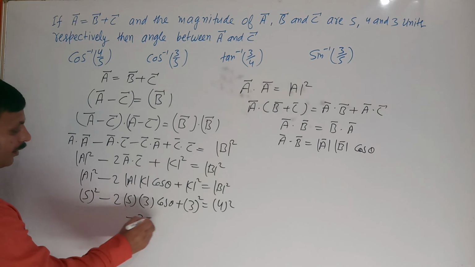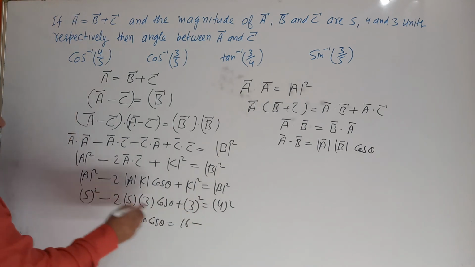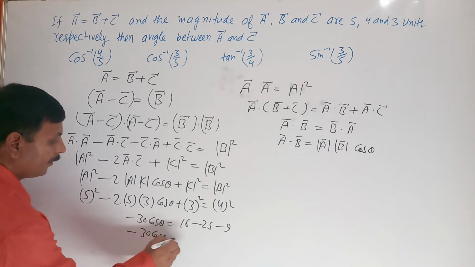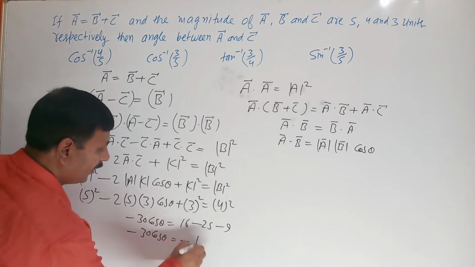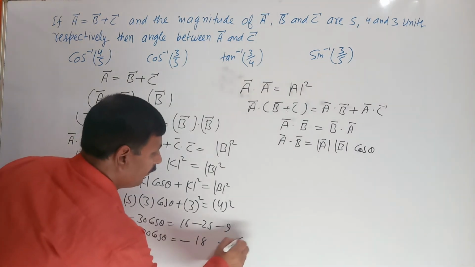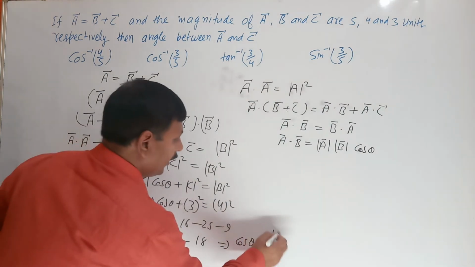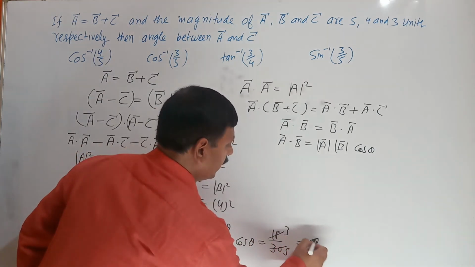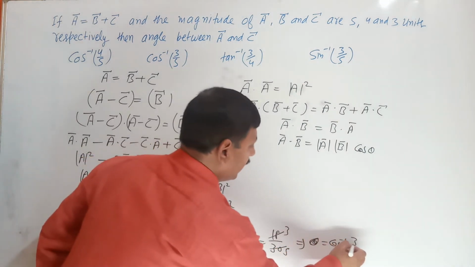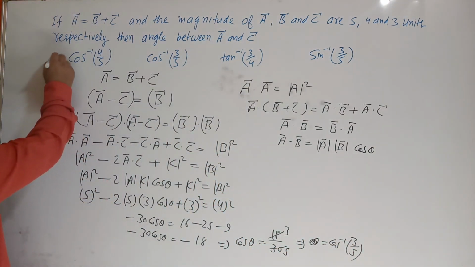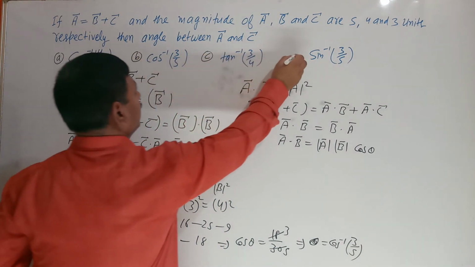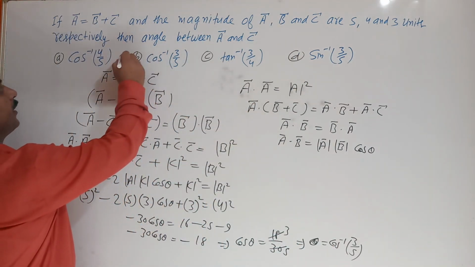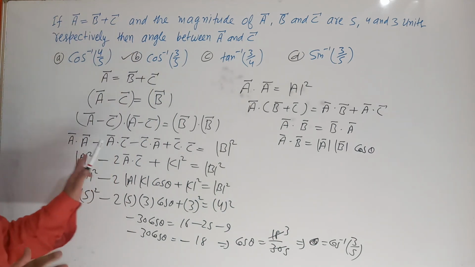5 2s are 10, minus 30 cos theta is equal to what? 16 minus 25 minus 9. Solve this: minus 30 cos theta. Here 9 plus 9, that is minus 18. What will be the cos theta? Here we can see cos theta is equal to 18 upon 30, that is 3 upon 5. So theta is equal to cos inverse 3 upon 5. Suppose this is option A, this is B, this is C, this is D. So the angle between A and C is cos inverse 3 upon 5. So option B is the correct option. Very simple problem.